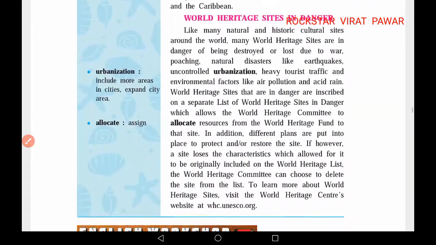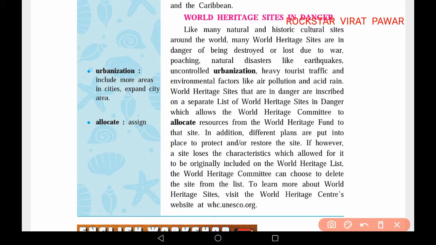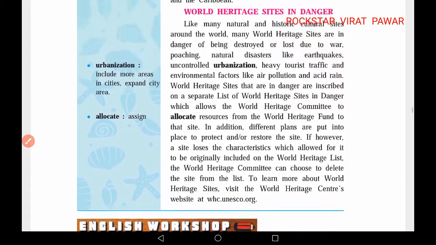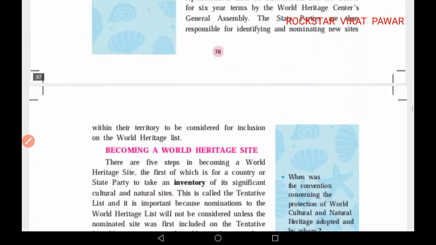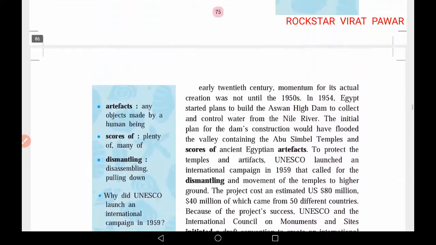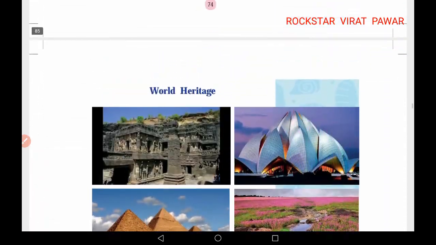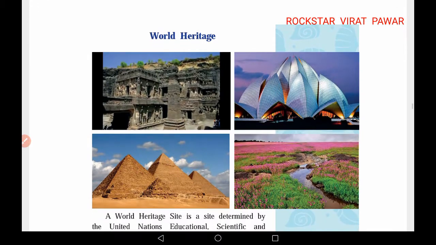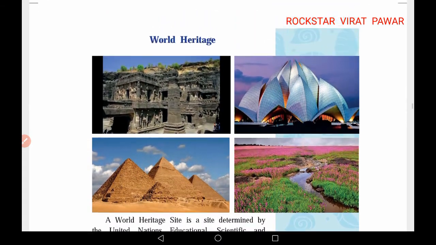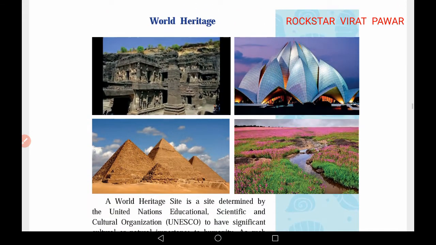Urbanization means what? Urbanization means including more areas in cities, expanding the city area. Allocate means assign. In this way, we see some important vocabulary regarding the chapter World Heritage. Now in this video we will see various pictures given here.